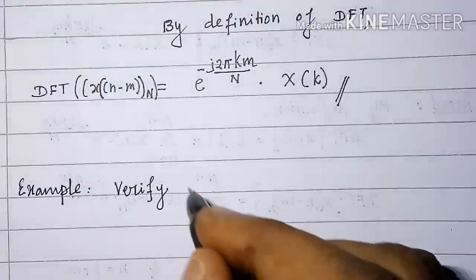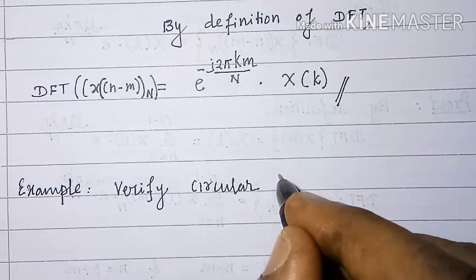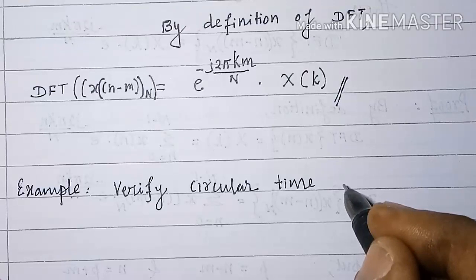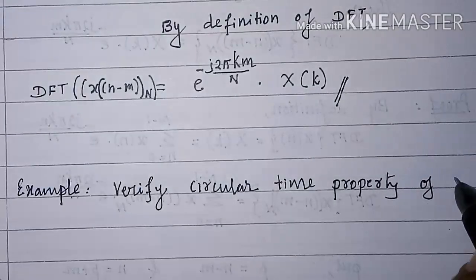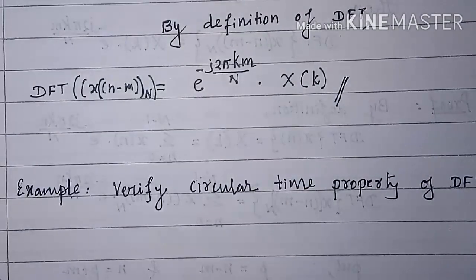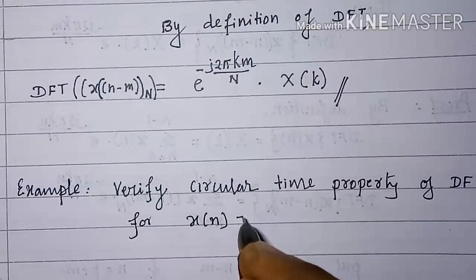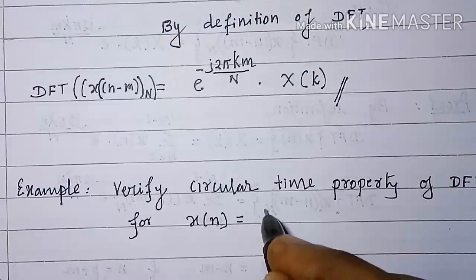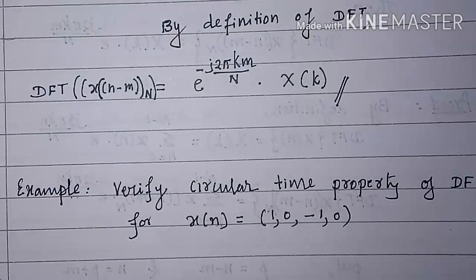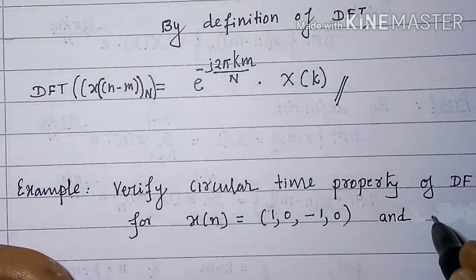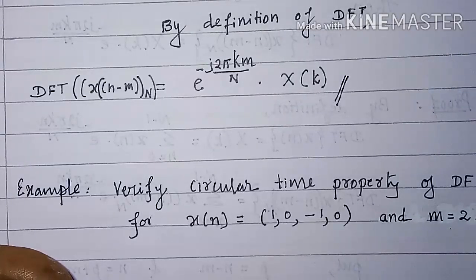Verify the circular time shift property of DFT for x of n equal to 1, 0, minus 1, 0, and for m equal to 2.